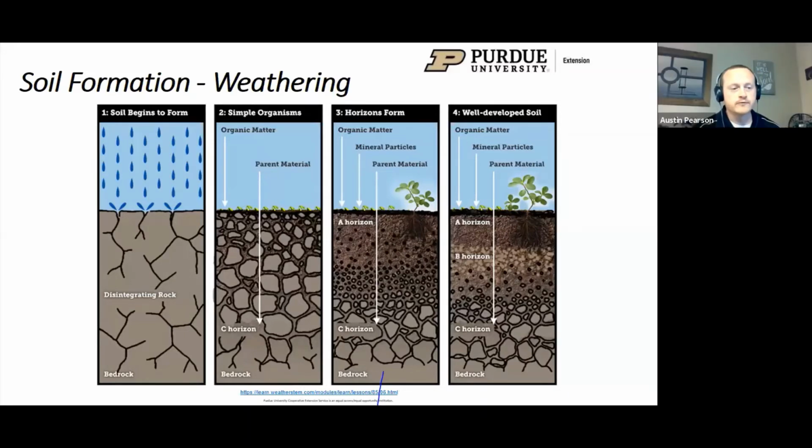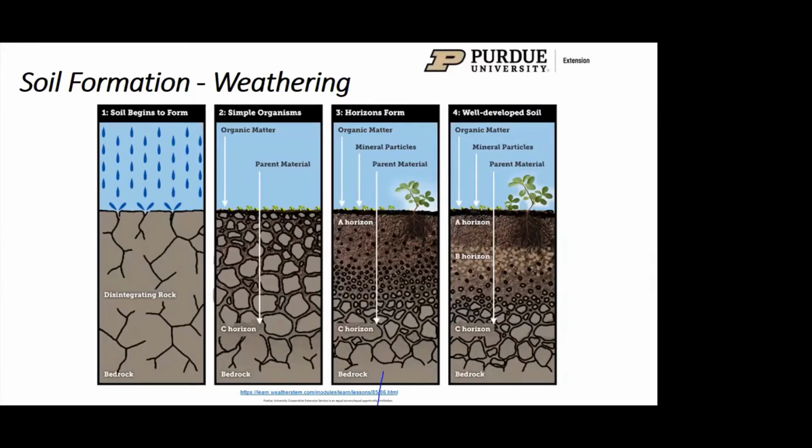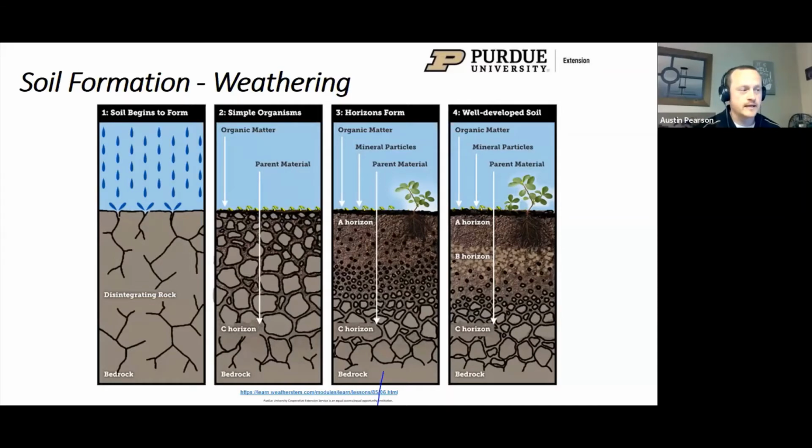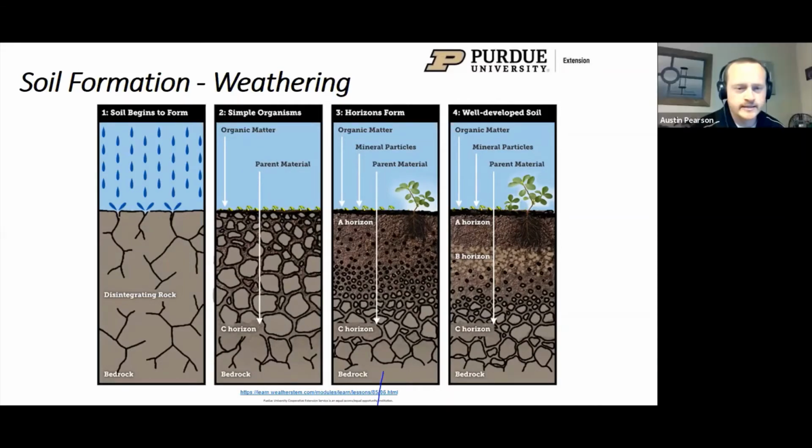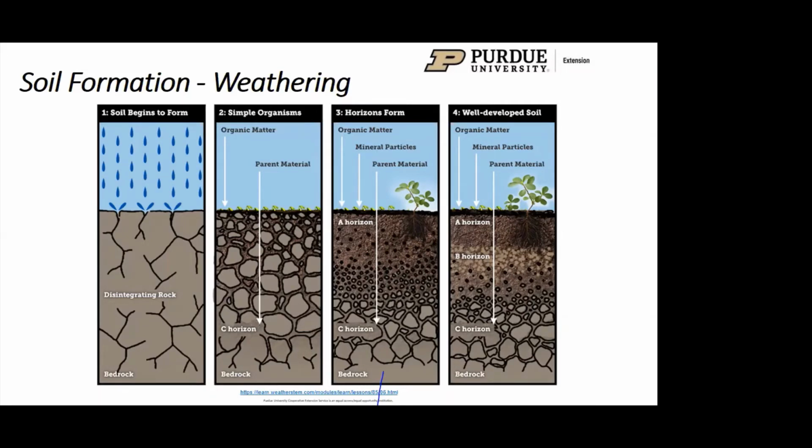Again, water starts moving through the soil profile and starts breaking up some of that parent material that's in there. And then organisms can go through and start breaking that down as well. Frost and freeze events can also help break up the structure there, and that's part of how some of that weathering has happened in the past.